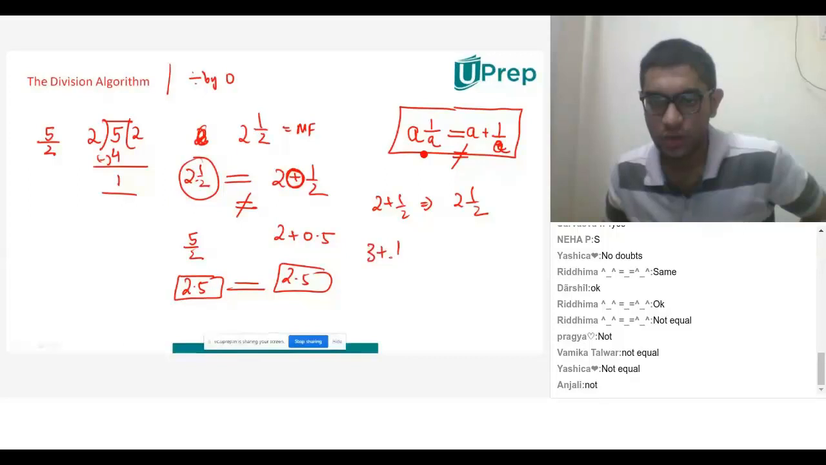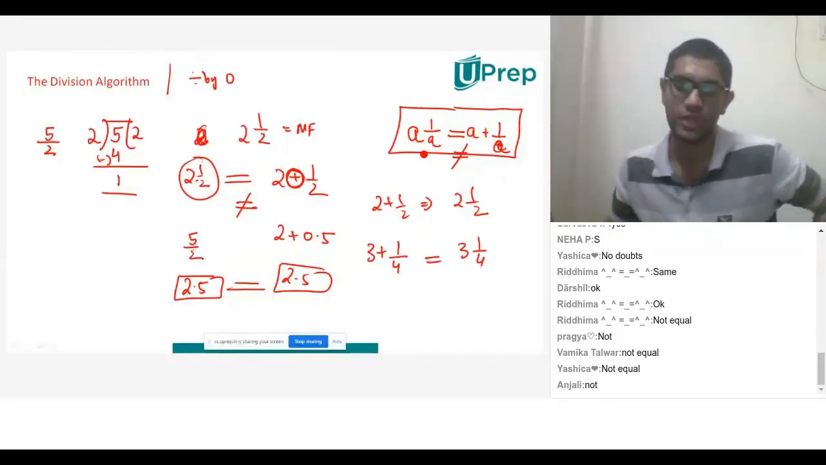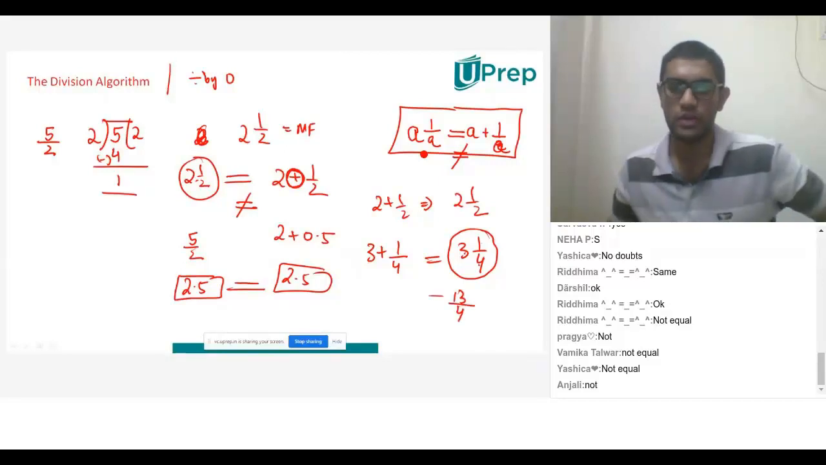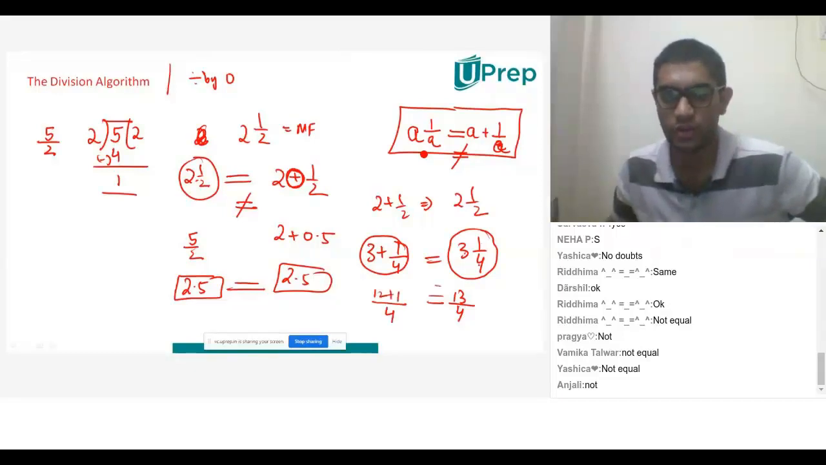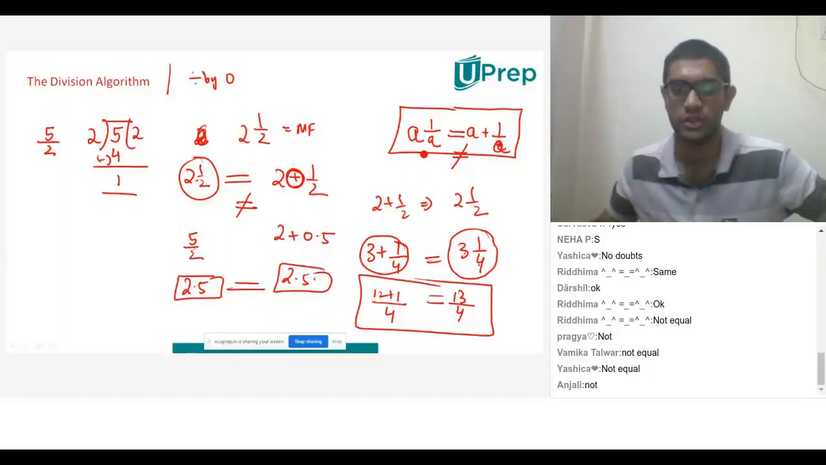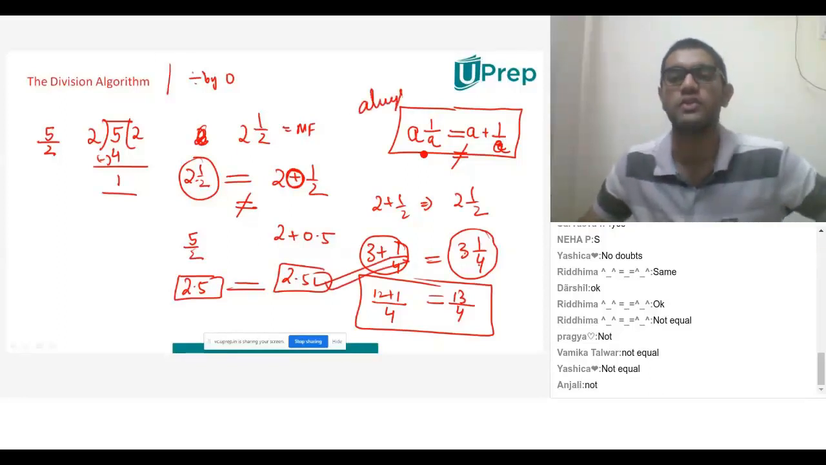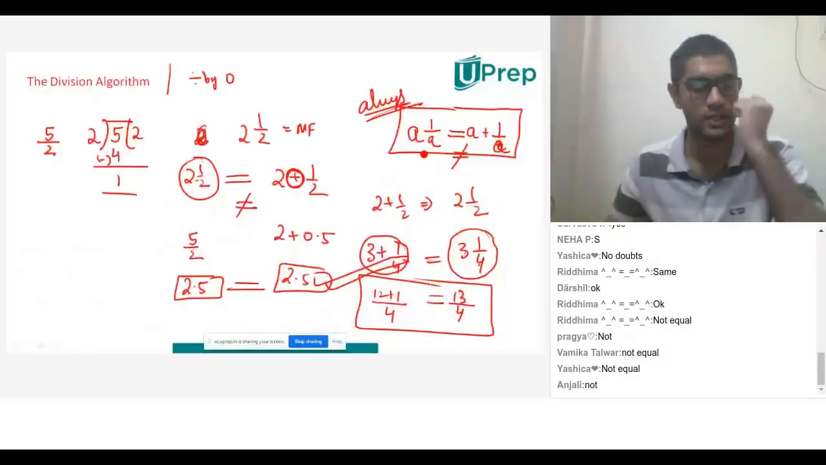Say we have 3 plus 1 by 4. Is it equal to 3 1 by 4 is my question. This is in the form of a mixed fraction. So 4 into 3, 12, 12 plus 1, 13. 13 divided by 4. How do I solve this? LCM, 12 plus 1. Are both of them equal, guys? Yes, absolutely. Therefore, these two are always equal. Do you guys now understand?